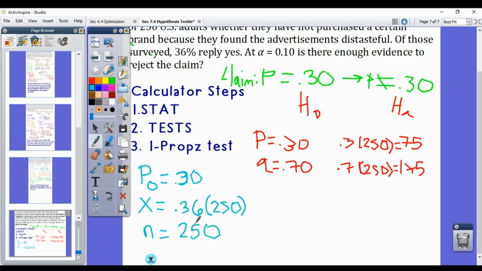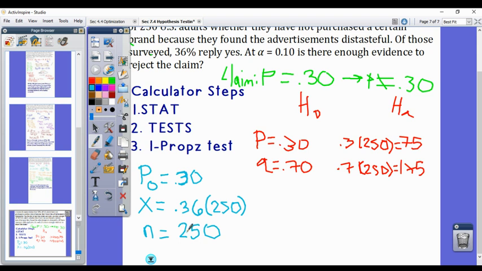Yeah, okay, so we have all the information. All right, so let me grab my calculator. Okay, so in this case, you're gonna hit stat, you're gonna go over to test, and then you're gonna go down to one prop Z test. Okay, so we're gonna type in P naught as 0.3. Our X value is gonna be 0.36 times our 250. Our N is 250.